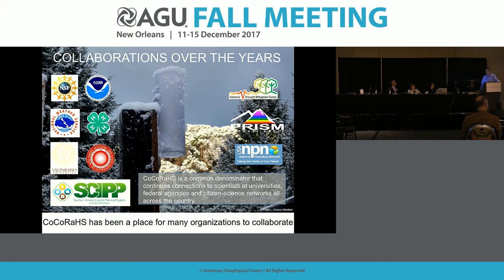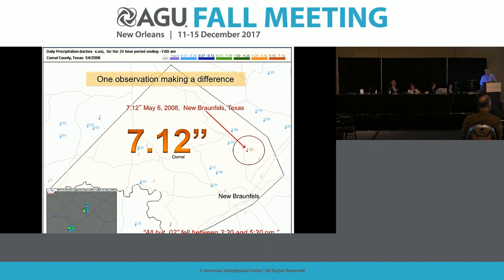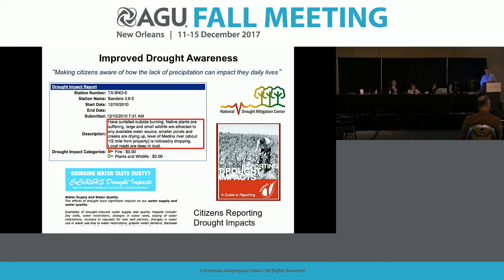A lot of different collaborations involved with NOAA, the Weather Service, the PRISM group out at Oregon State University, and others. And here are some of the ways the data are used by these organizations: storm warnings, water supply and demand, big time drought, as we'll see with one slide in a second, flood control, a lot of infrastructure, building up a database for engineers, recreation planning, environmental education. The list goes on and on. Use your imagination. Because one observation can make a big, big difference. There's one, a huge number that was verified. It wasn't a decimal point issue, and it could make a big difference in flood management and control.